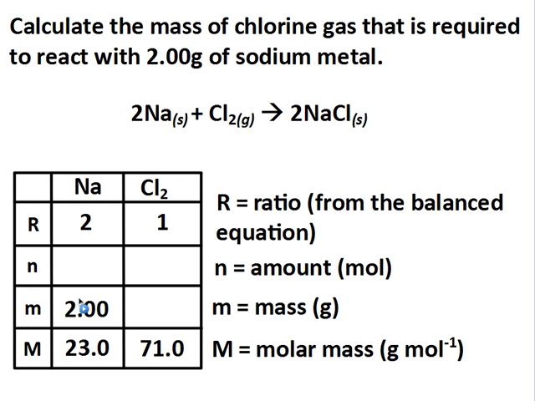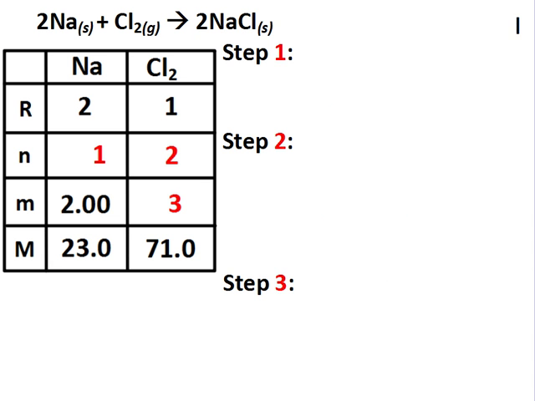Now we have enough information in the sodium column to calculate the amount of sodium. That's going to be the first step in our calculation, step 1. From there we can use the ratio from the balanced equation to work out the amount, or number of moles, of chlorine gas. And then we will have enough information, we'll be down to 1 unknown, to work out the mass of the chlorine gas that will be required in this calculation. So let's have a look at the next page where we take that information across.